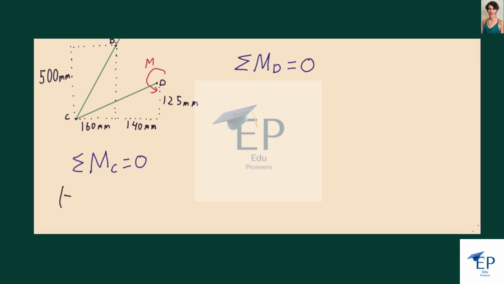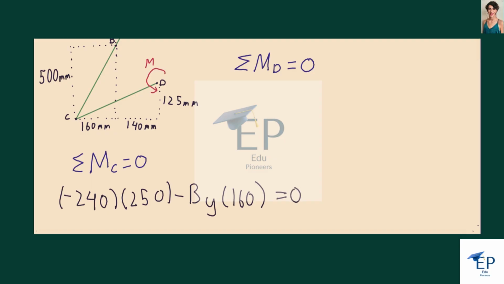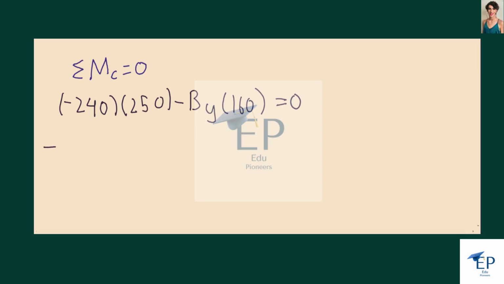And we can write that as negative 240 times 250 minus b of y, the y component of the force, times 160. And set that equal to 0. And we can solve this for b of y. And we get a force of negative 375 newtons.